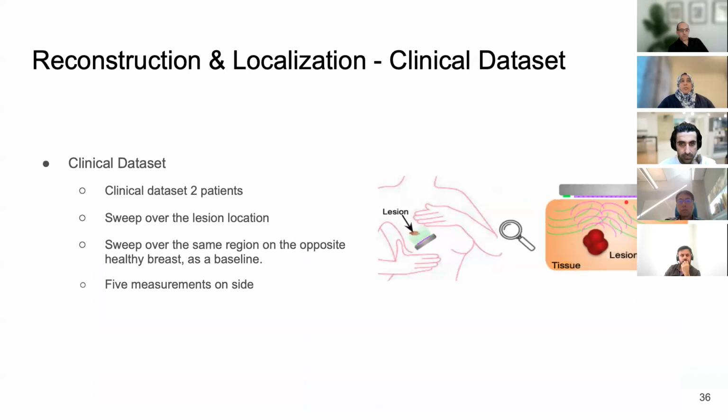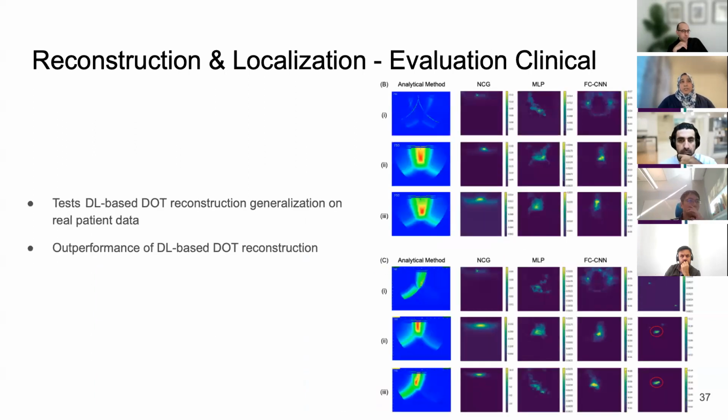So we tested our results here on a clinical data set with 2 patients, where scans over the lesion location and the opposite healthy breast as baseline are collected. 5 measurements on average on each side are collected. Quantitative results show generalization of our results to a real data set, where our model outperforms iterative methods and deep learning based methods, especially in the healthy cases where we have less artifact compared to other approaches.